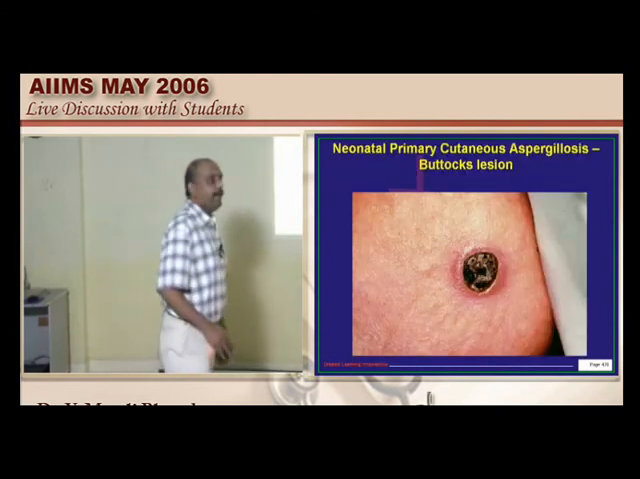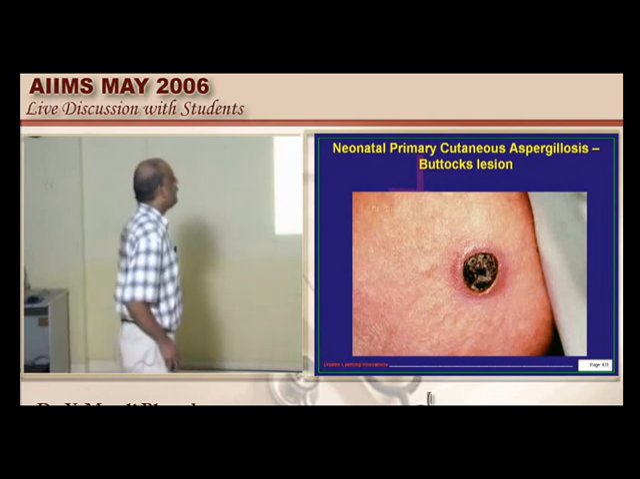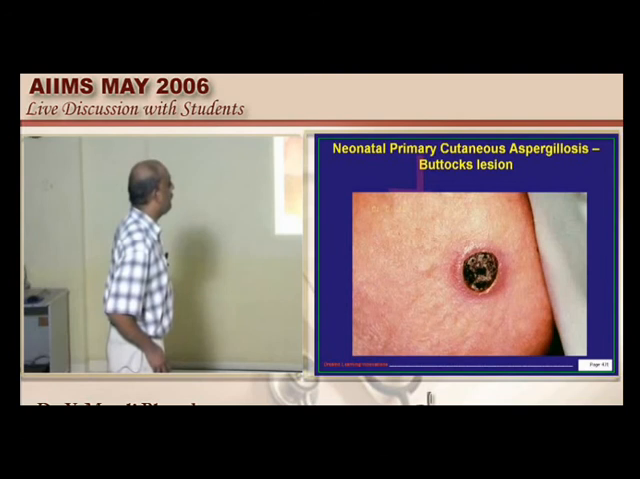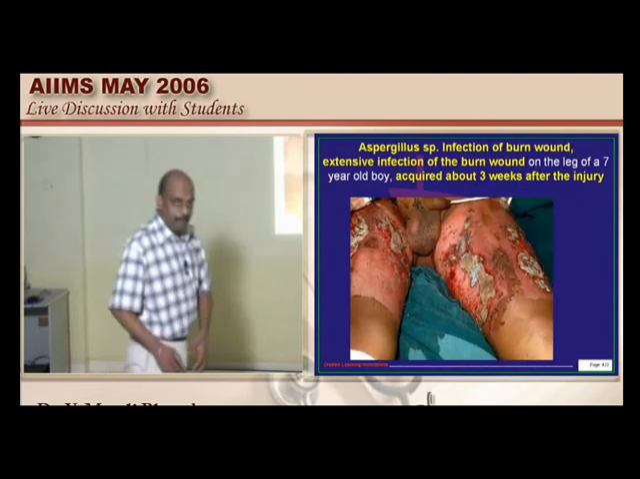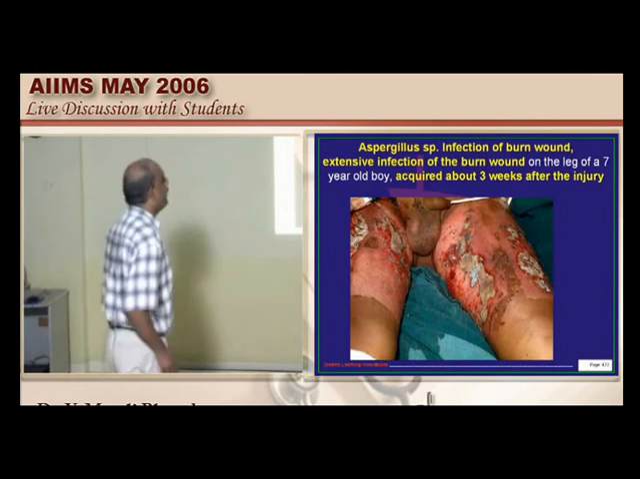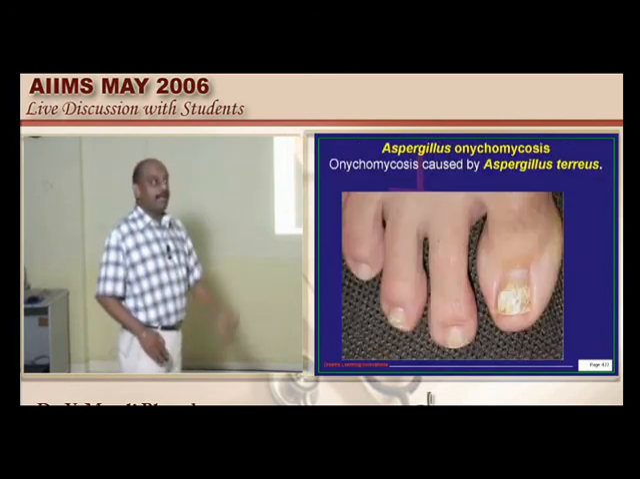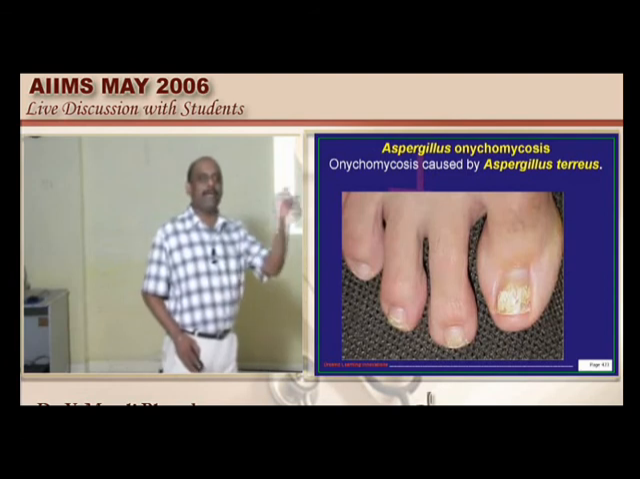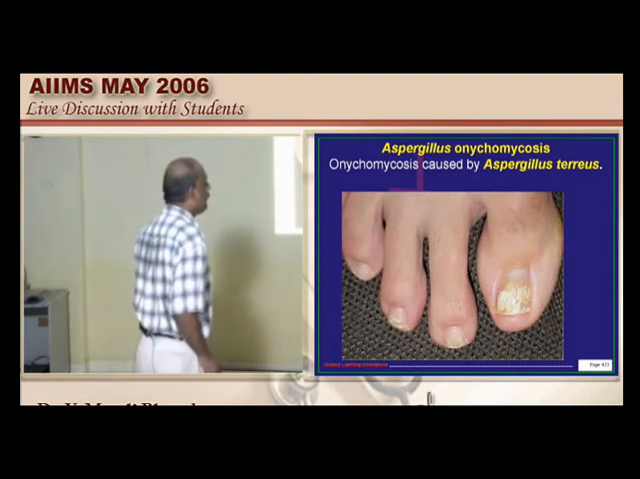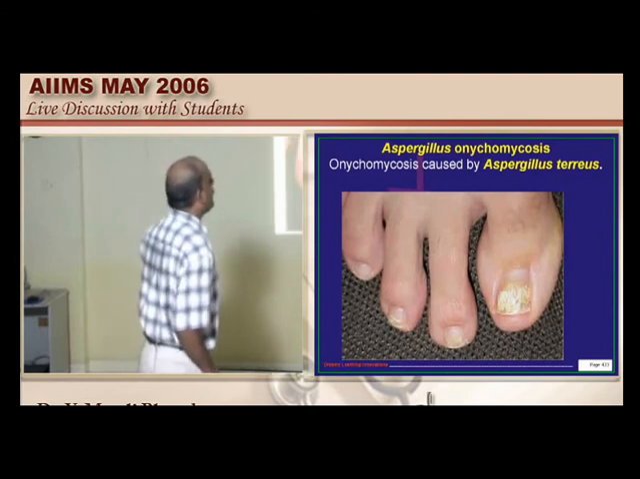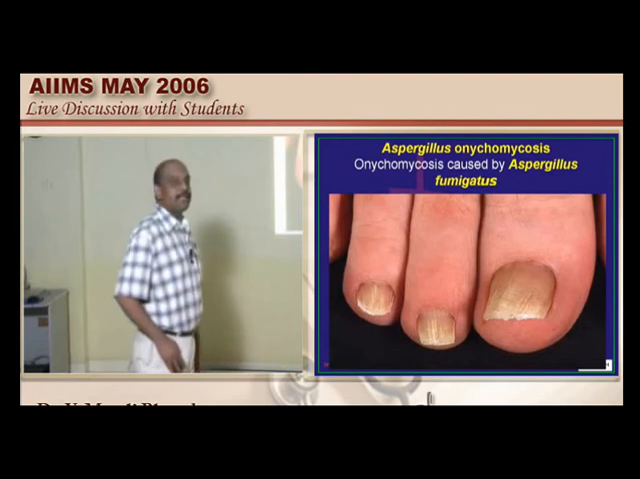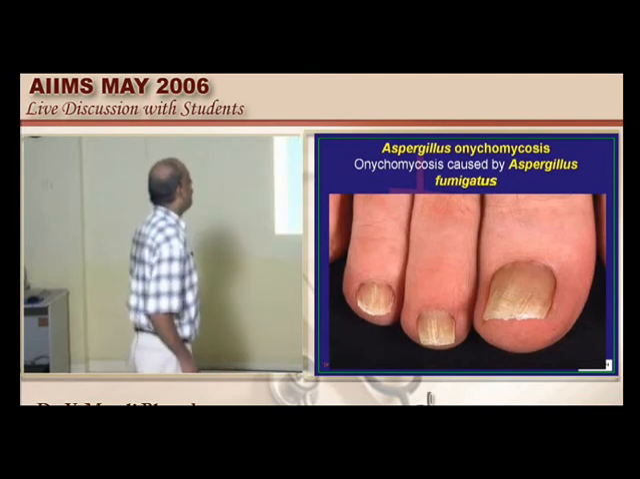And in the case of neonates, Aspergillus can lead to a primary cutaneous aspergillosis involving the buttocks, is what needs to be remembered. And similarly, burn wounds also can be infected with Aspergillus, as you are able to see in this given case. And lastly, nails are one thing which are not even spared by Aspergillus. Aspergillus onychomycosis is one important complication which can develop, is what needs to be remembered. And after the treatment, there is a resolution of even the nail infection.